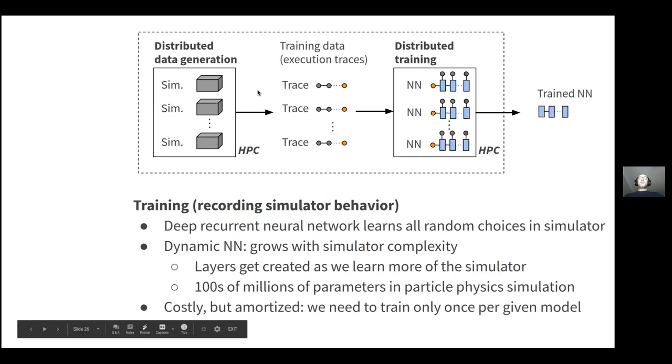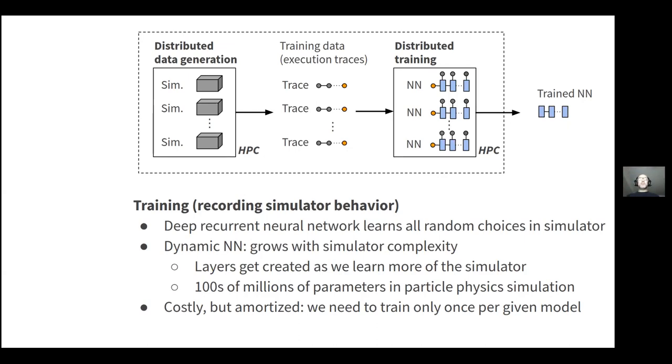Basically the first one is training. In the training phase, you do some data generation. You have many instances of your simulator, like these boxes here. You can run them in parallel. Every time you run it, it simulates a separate event stochastically, and you record these execution traces. So you can create a data set of execution traces from the simulator.